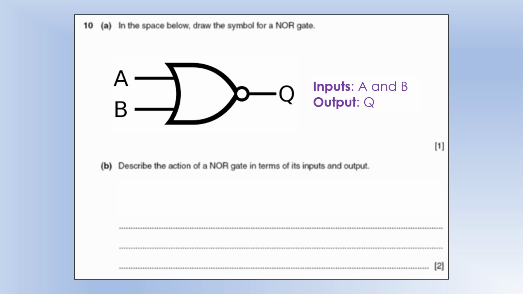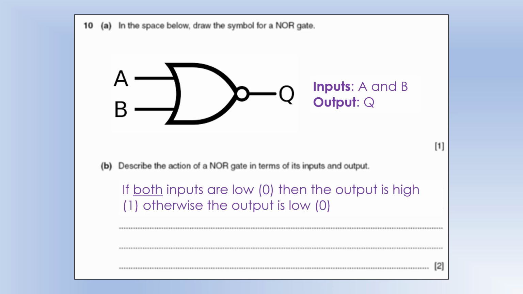So describe the action of a NOR gate in terms of its inputs and outputs. So if both inputs are low, then its output is high, but in all other situations, its output will be low. So it's exactly the opposite of an OR gate.